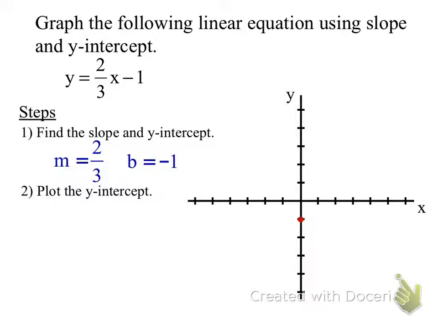Okay? I'm plotting this. It's going right here. Negative 1 on the y-axis. You guys with me? Okay. Now, from there, we're going to rise over run to other points. It's a positive 2. 1, 2.